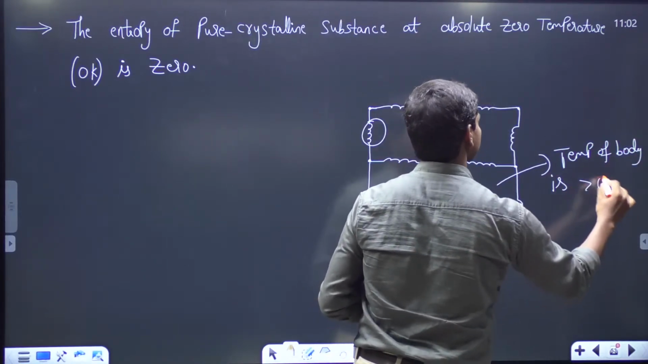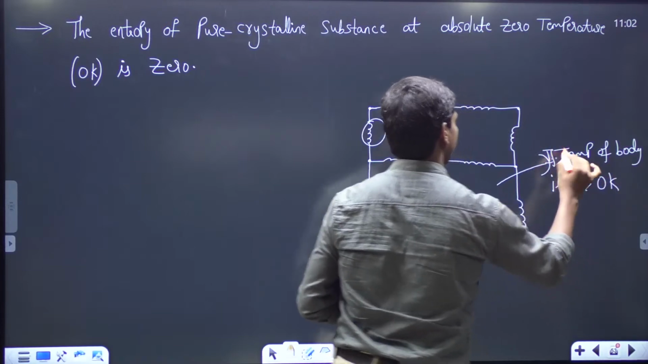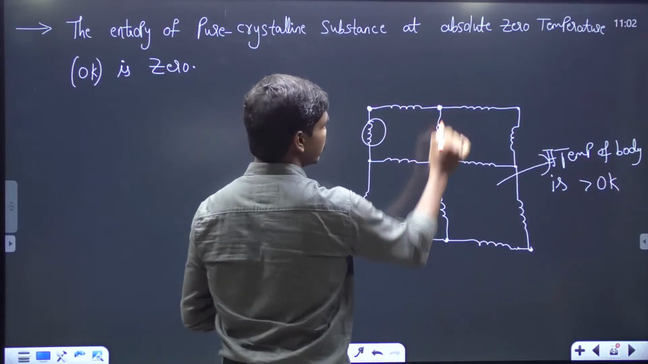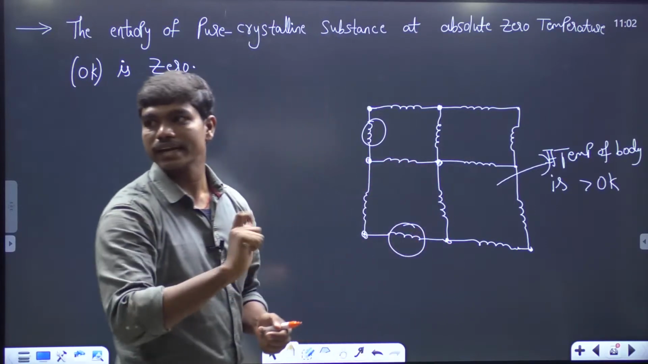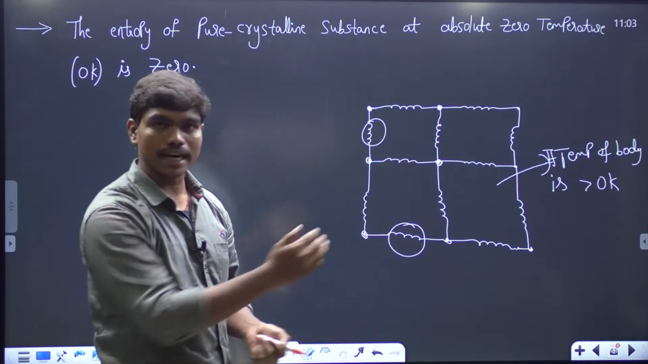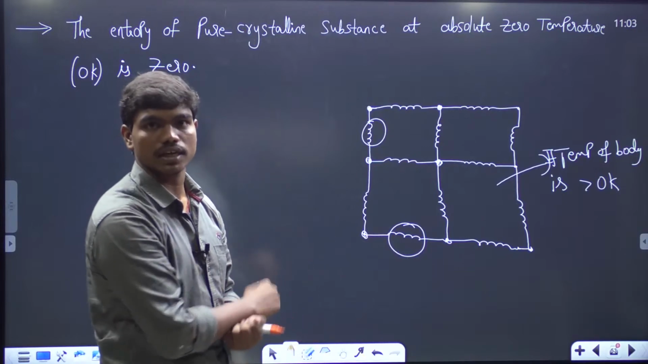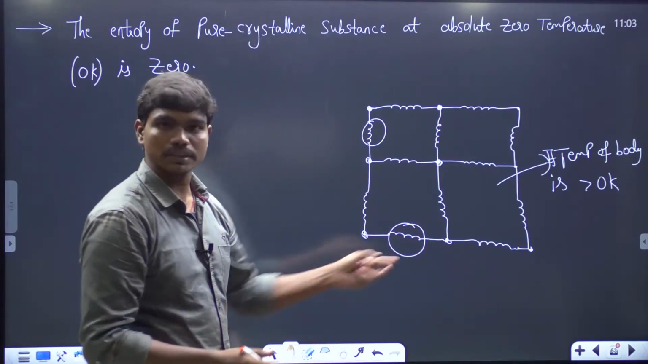is greater than 0 Kelvin, then what do these molecules do? Will they sit silently here? What do they try to do? They'll start vibrating about their mean positions, correct? And that's what we have called vibrational energy, correct? Vibrational energy we have discussed.